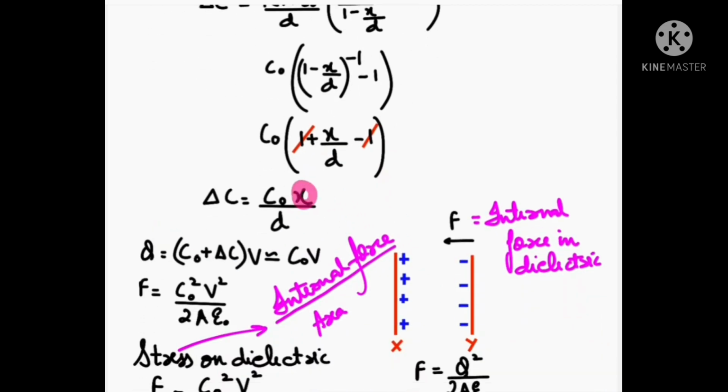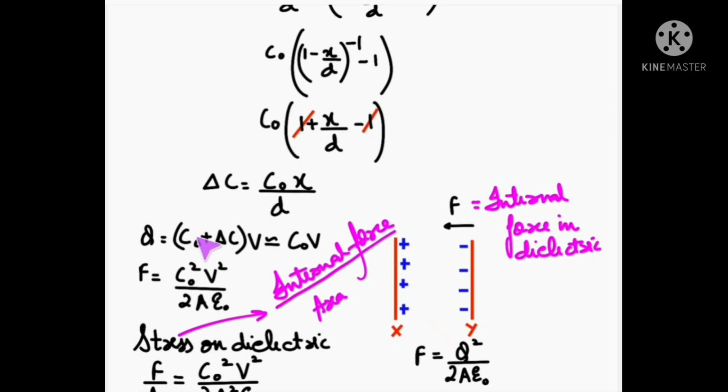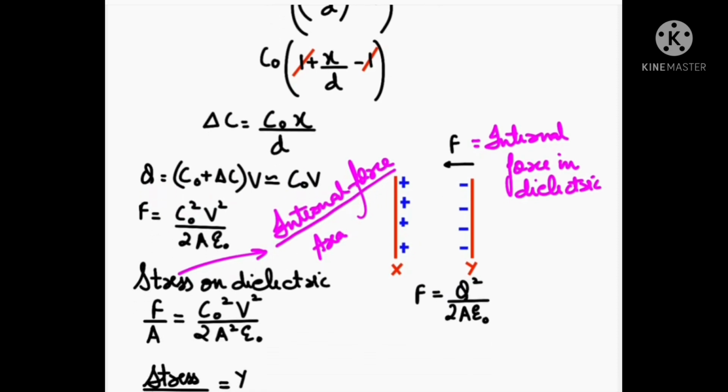Now we are required to find the value of x, and then we'll get the value of delta C. So charge on the capacitor is equal to CV, where C is equal to C naught plus delta C. This is the final capacitance. Now as this value of x is very small, so delta C will also be very small. So we can write Q is equal to C naught V only approximately.